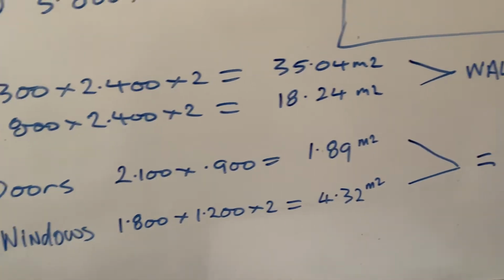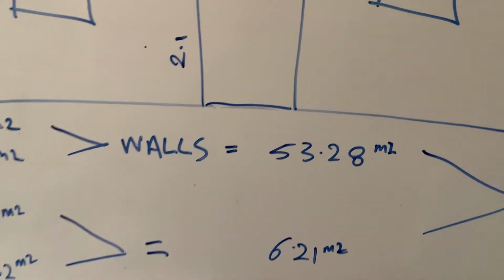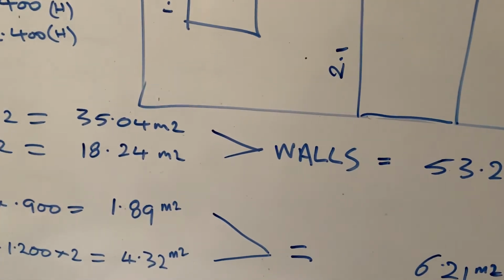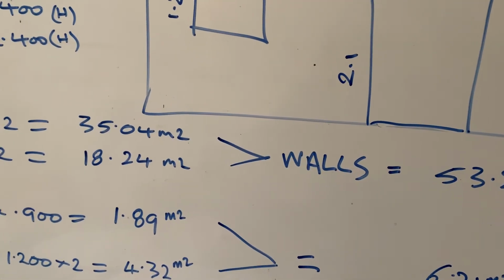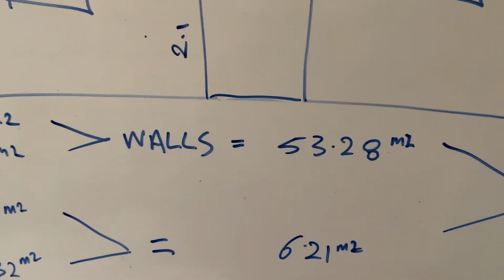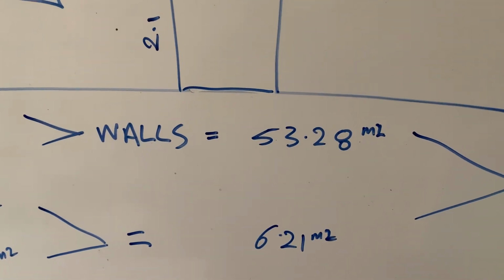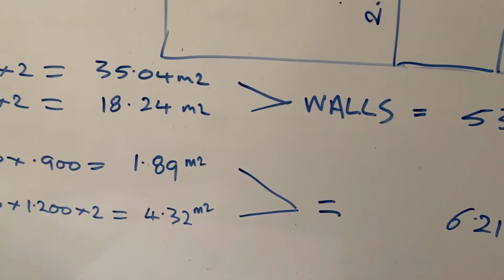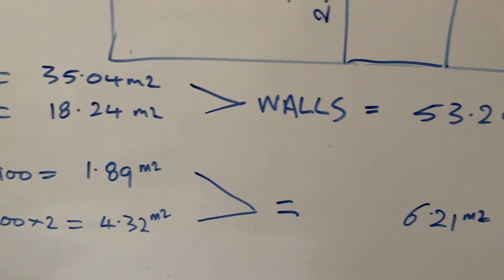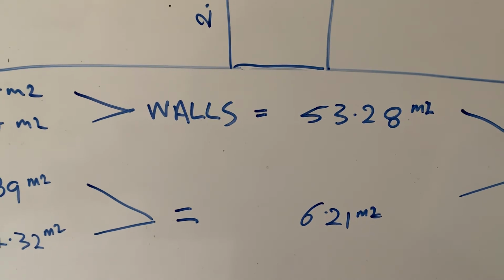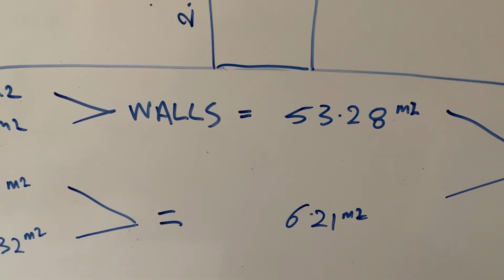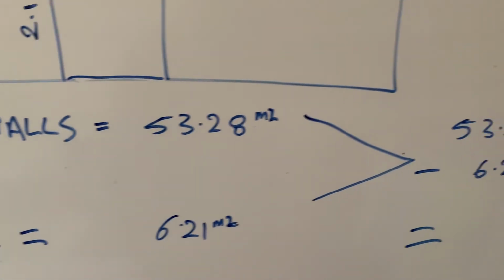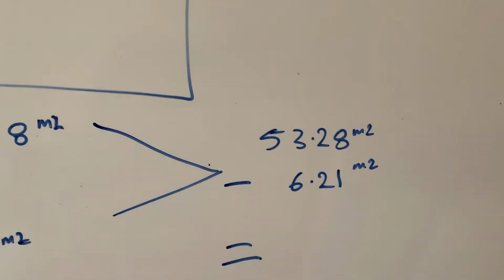square meters. Over here, what I've done is I've added those two wall measurements together, and I've come out with 53.28 square meters. I've added the two measurements, the one door and the two windows, and I've come out with 6.21 square meters. Now I haven't finished this calculation, so you can do that.